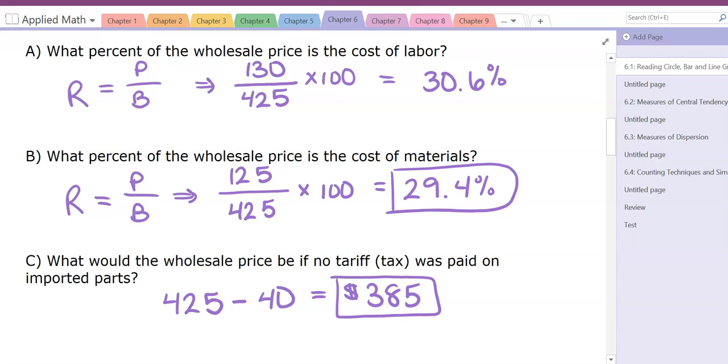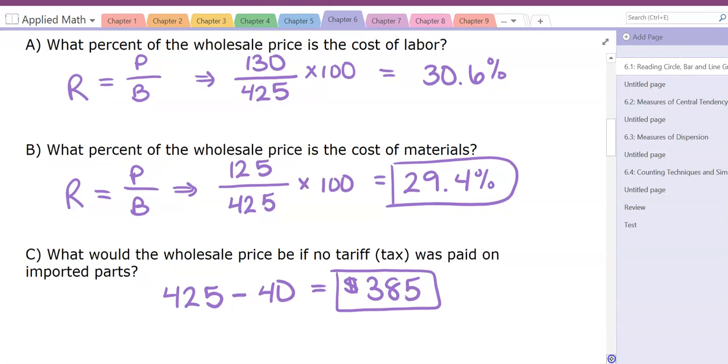All right, so that's kind of the general idea of circle graphs, how they're going to look, what that stuff means, and how you use that. We're going to go on now to bar graphs.